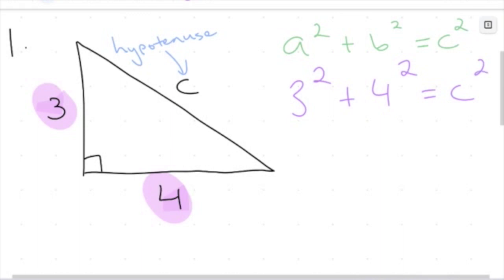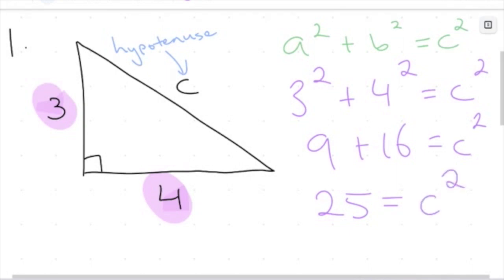Now this just looks like an equation that we have looked at in the past and we can think about solving. So I have two numbers here, 3 squared and 4 squared, which I can rewrite as 9 and 16, because squaring a number is just the same as multiplying it by itself. So I get 25 equals c squared.